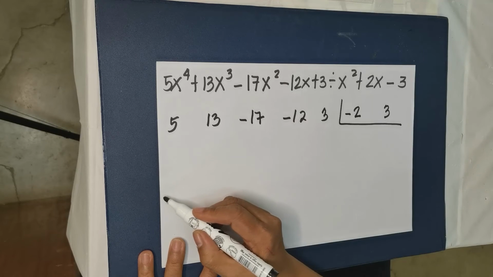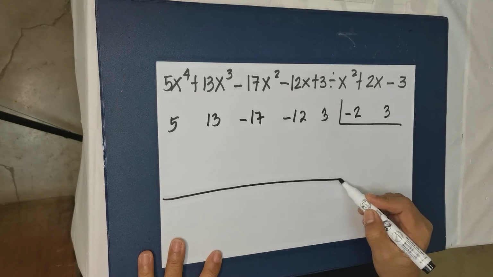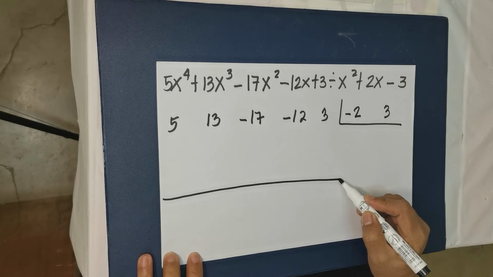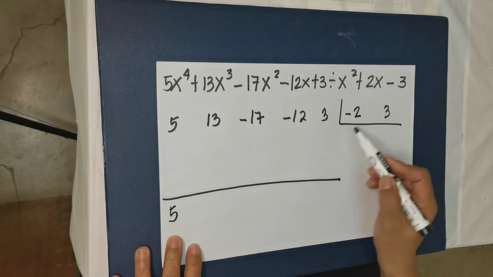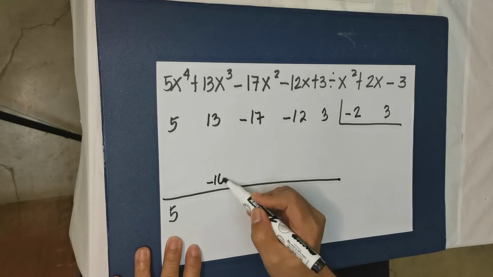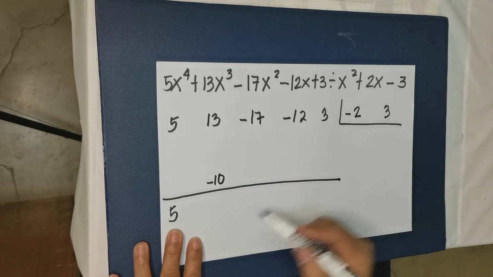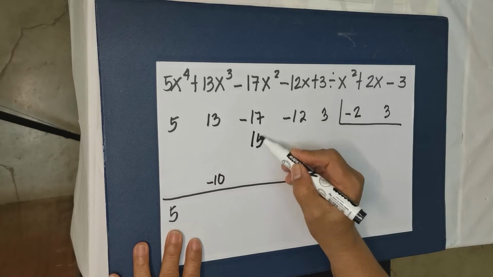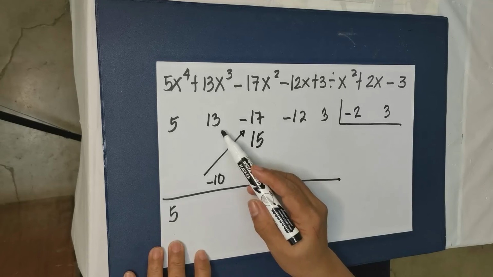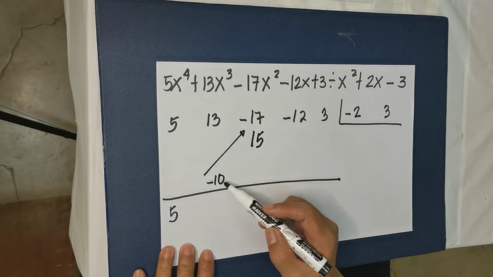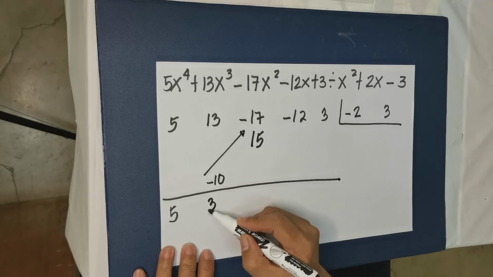So, we need a larger space because there would be 2 partial products. Okay? So, the same process, we bring down 5. 5 times negative 2 is negative 10. 5 times 3 is 15. So, we have to write it here. Take note, they would follow a diagonal. Then, 13 plus negative 10 is positive 3.